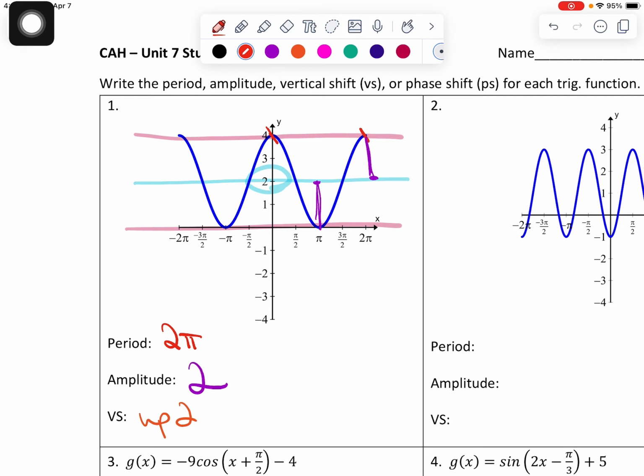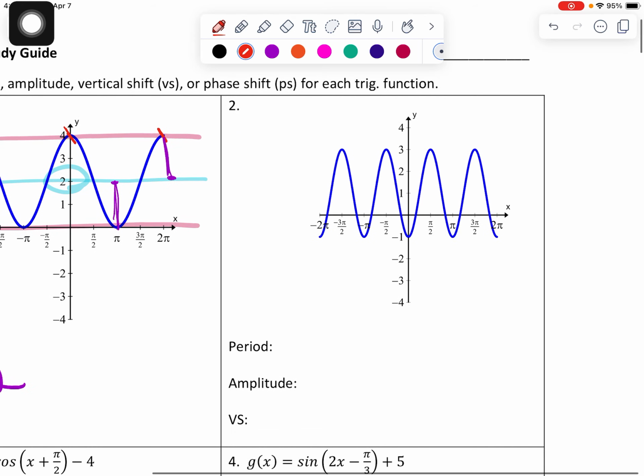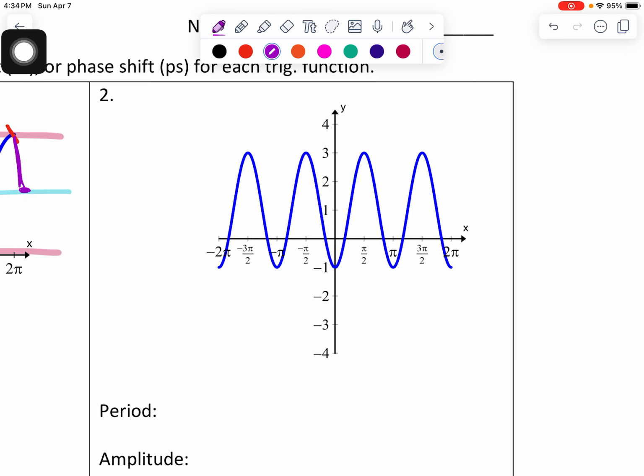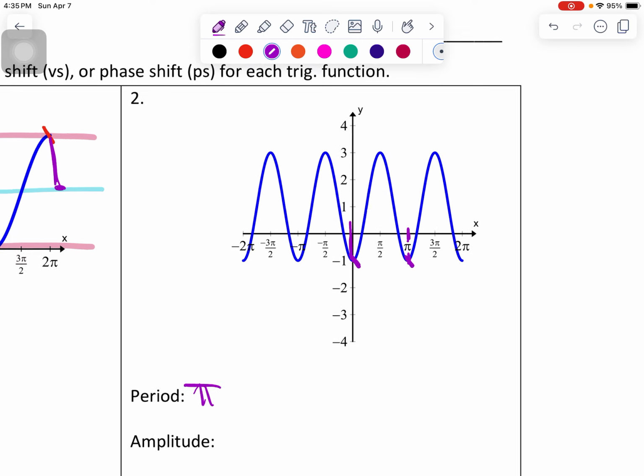Let me slide on over to number 2. So same thing. I want a period, an amplitude, and a vertical shift in this case. So let's find the period. Now in this case, I'm going to zoom in a little bit better on the picture here. I'm going to go minimum to minimum. I like if I can start on the y-axis because that starts me at a 0, and then this minimum is sitting at pi, so my period is going to be pi.